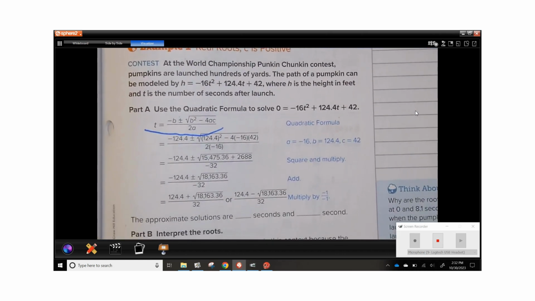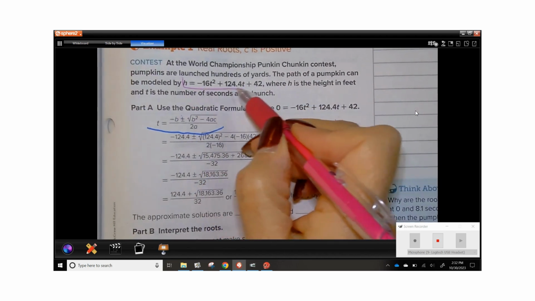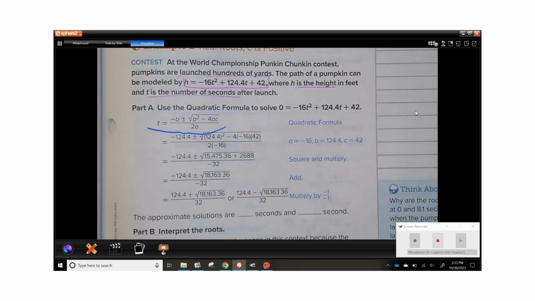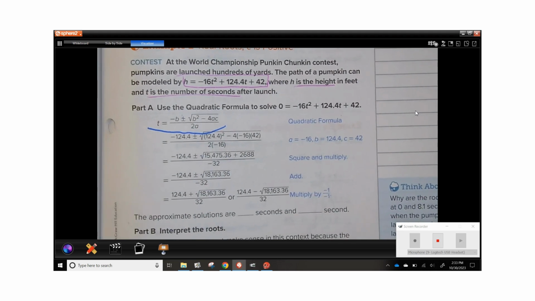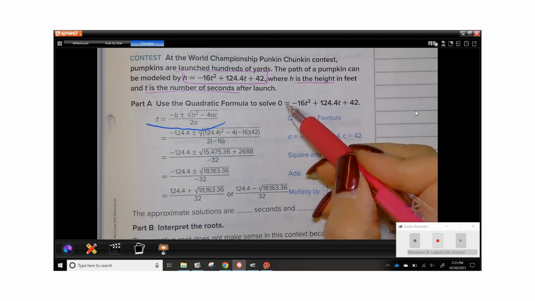So let's do example 1. At the World Championship Pumpkin Chunkin contest, pumpkins are launched hundreds of yards. The path of a pumpkin can be modeled by this. H is the height, and T is the number of seconds after launch. This is a great problem because we're going to be doing a project that will count as a quiz, and it is similar to this. So use the quadratic formula to solve this.